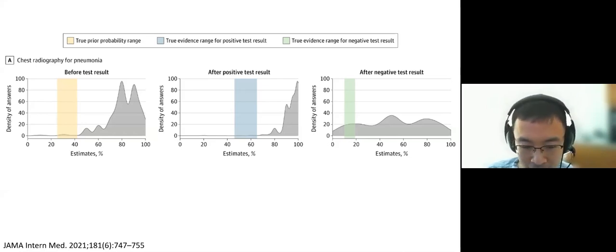But reality check, there's no such thing as 100% in medicine, right? And then on the far right, you have a negative chest x-ray. The evidence-based probability is 10 to 20%. But now you see the responses are more spread out, but most people still overestimated the probability, right?